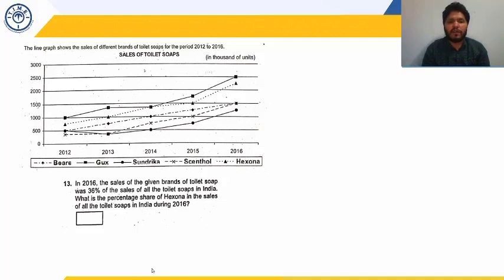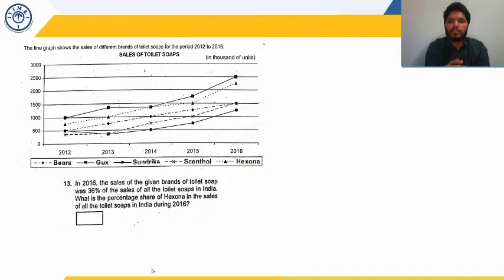What does this mean? What does this statement mean? First, try to decode this statement. So this statement says in 2016, whatever be the sales of these five brands. So in India, just look at it by example. In India, it is not necessary that only these five soaps were produced. There may be some other soaps also. So it is nowhere mentioned in the question that in India only these five brands are manufacturing toilet soap. So there could be other brands also.